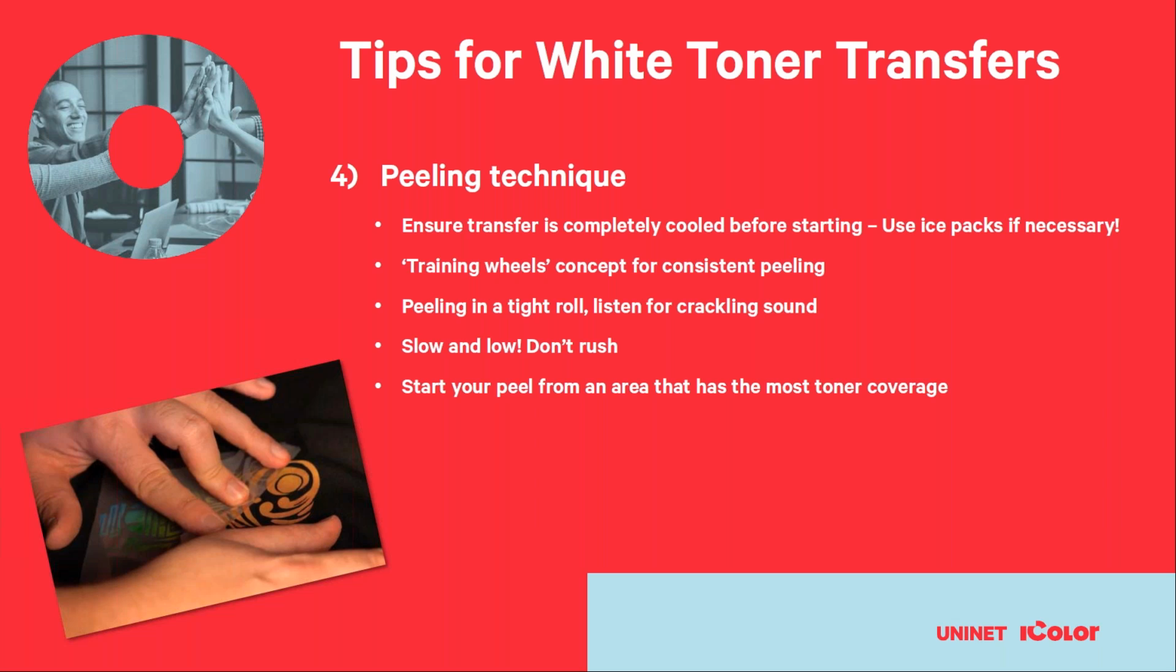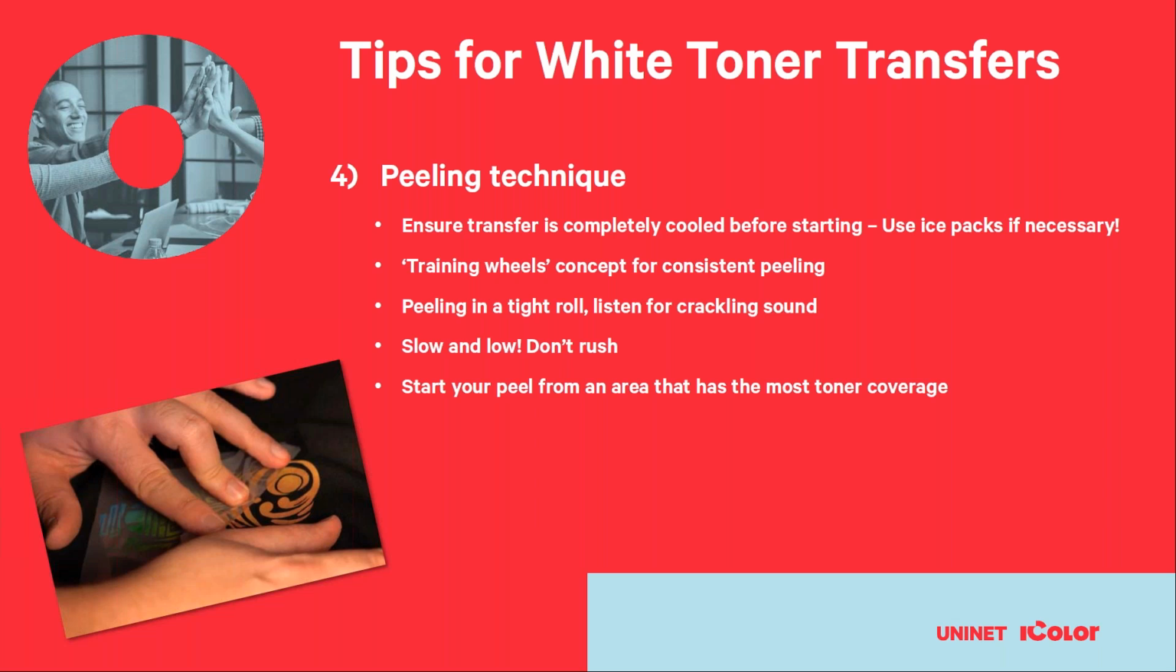The peeling technique is key, especially with the iColor standard. You got to make sure it's completely cool on the shirt before you start peeling, and then you peel tightly, like you press down and roll. Make sure that you don't lose those little pieces or those little parts of your image that could pop up. And this takes a little bit of practice. You go nice and slow and low, peel it off, and especially at the end, go real slow so that you don't lose that end part of it.